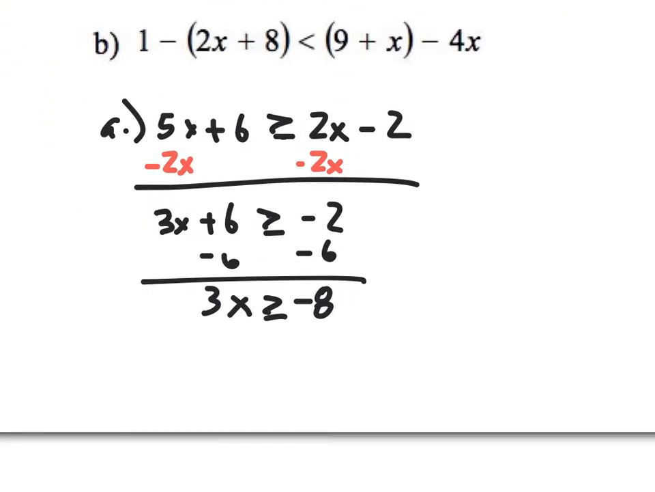Last thing I'm going to do is divide both sides by +3, and since I'm dividing by a positive, I don't have to change anything. And so then I get that x ≥ -8/3.